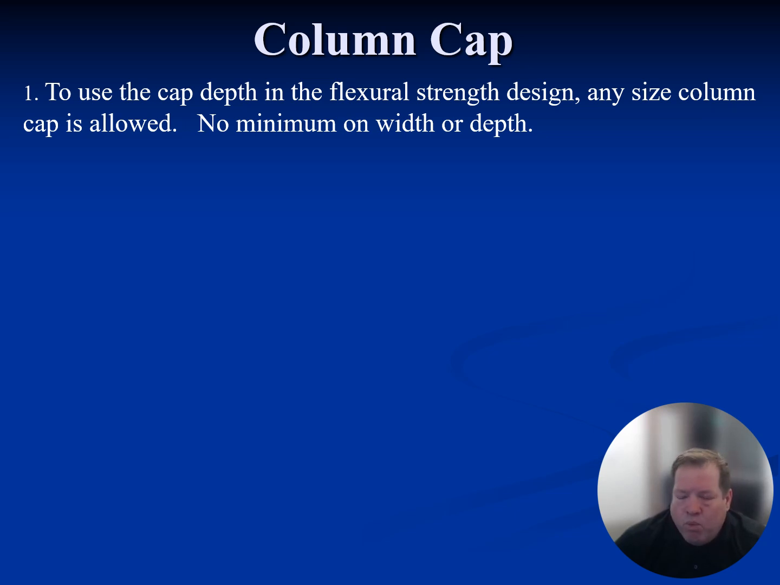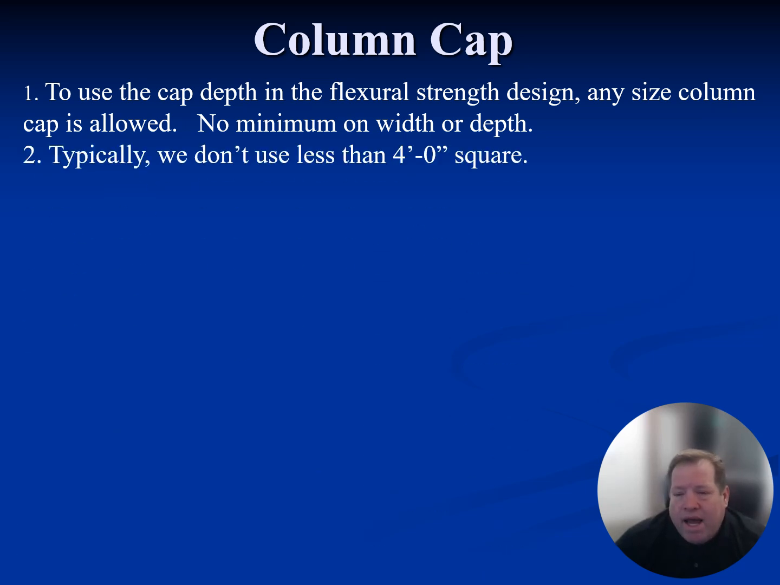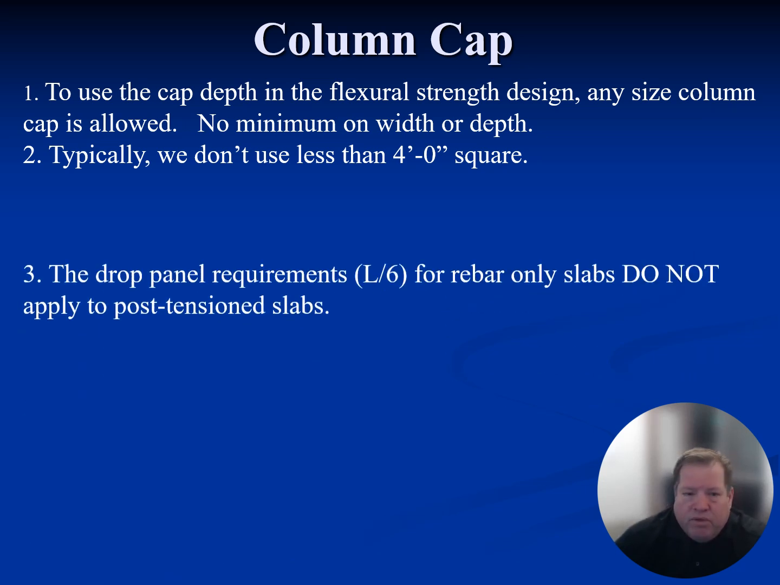There's no minimum width or depth. You could literally use a 2-inch deep cap that's 1 inch off the face of the column, and technically you could use those section properties. I typically wouldn't recommend that. We don't use anything less than 4 foot square. And to be honest, we haven't used a 4 foot square cap in years, just because the stud rails would replace those caps for lighter buildings.